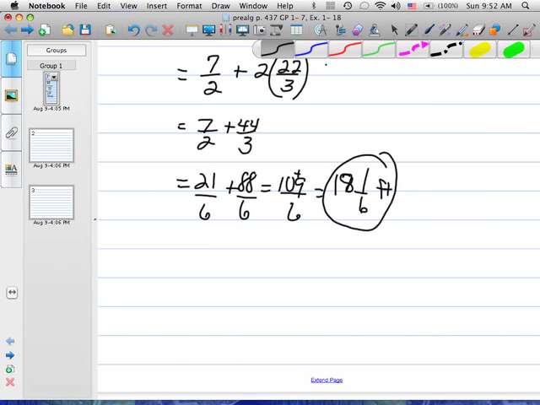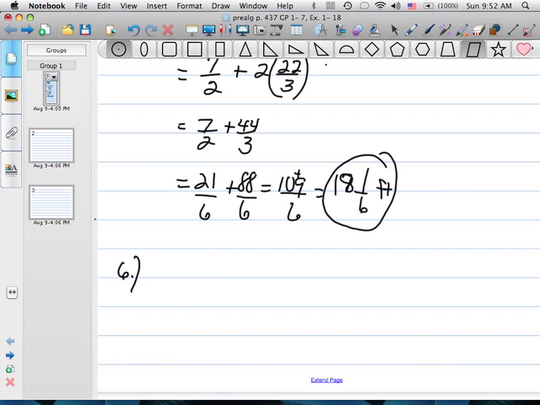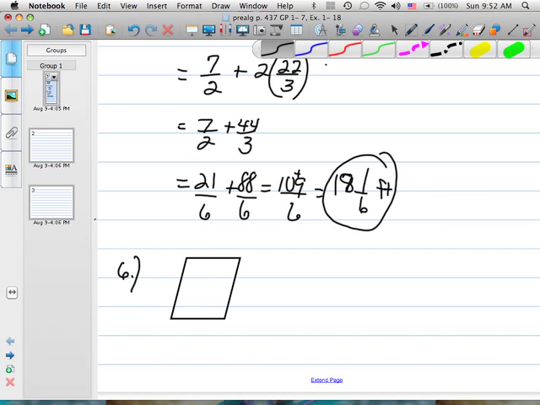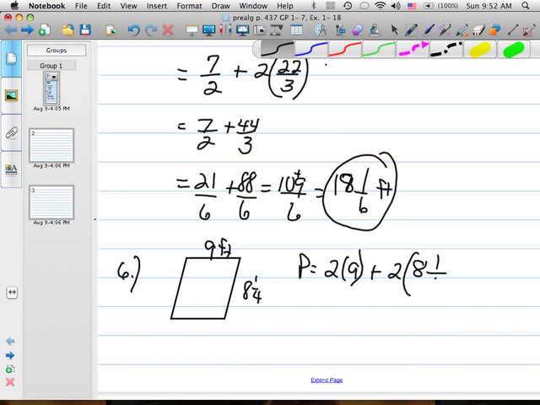Problem number 6, a parallelogram with sides that measure 9 feet by 8 1/4 feet. So we're talking about this shape here, and it has sides 9 feet and 8 1/4 feet. So the perimeter would be equal to 2 times 9 plus 2 times 8 1/4. So that would be 18 plus 16 and 2/4.